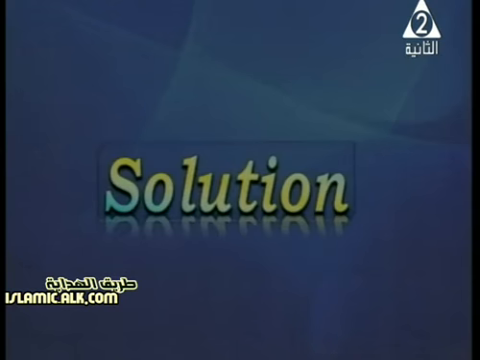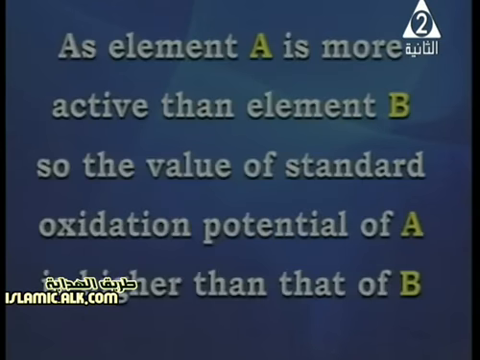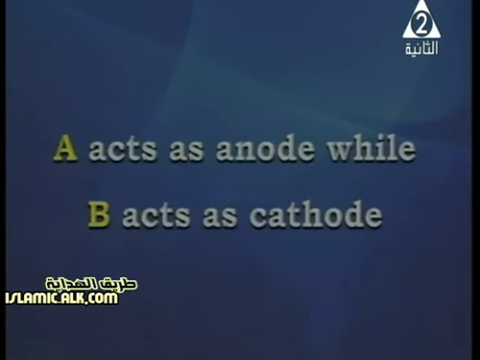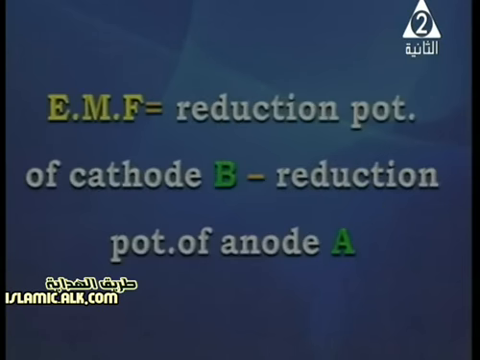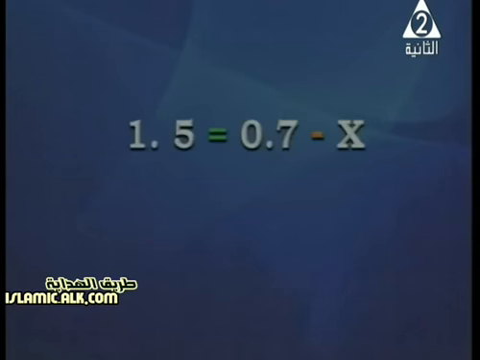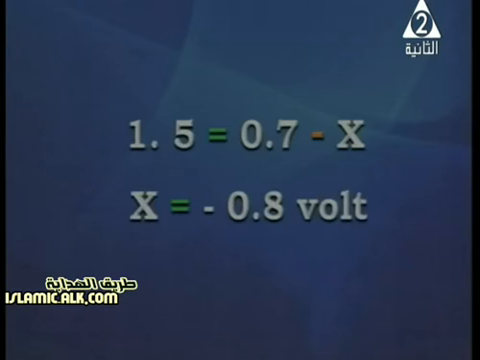So if you think about it, my dear student, as element A is more active than element B, the value of the standard oxidation potential of A is higher than that of B, which means that A acts as anode while B acts as cathode. To calculate the EMF, we get the reduction potential of cathode B minus the reduction potential of anode A. So 1.5 equals 0.7 minus X. So X, which is the potential required, equals negative 0.8 volt.